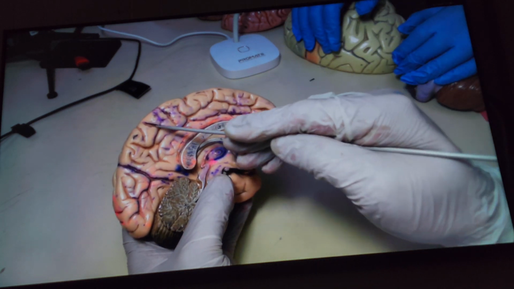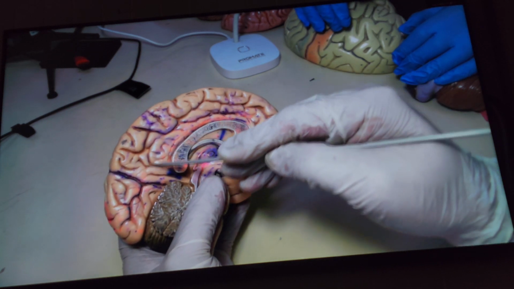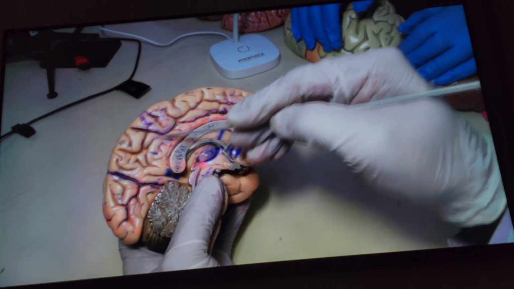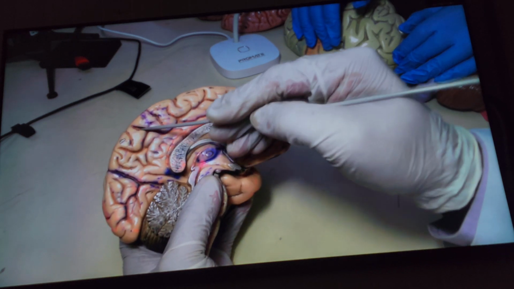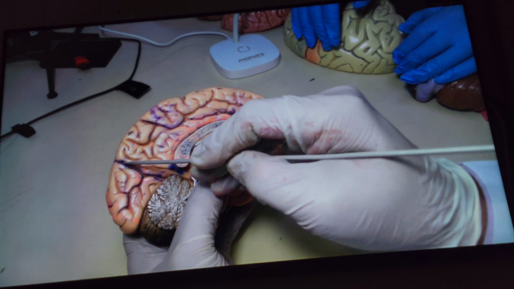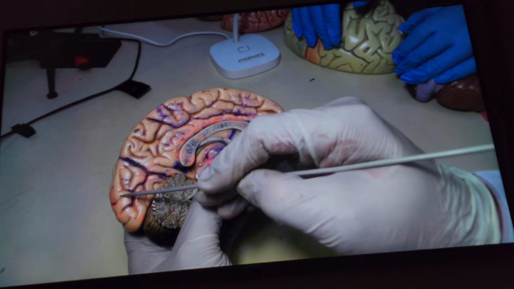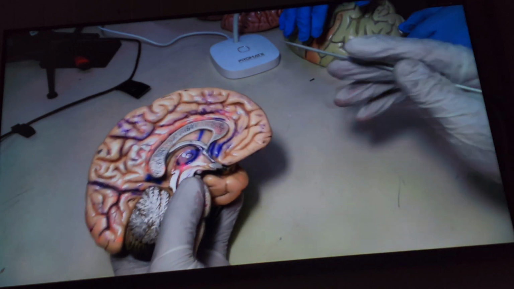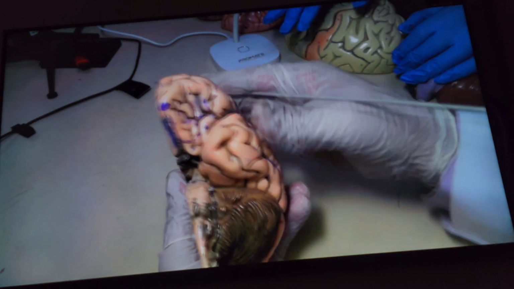The area between the marginal sulcus and the subparietal sulcus, which is a continuation of the cingulate sulcus, is called the precuneus. All these are called the precuneus. And the area between the parieto-occipital sulcus and the calcarine sulcus is called the cuneus. That is all about the medial surface of the cerebral hemisphere.